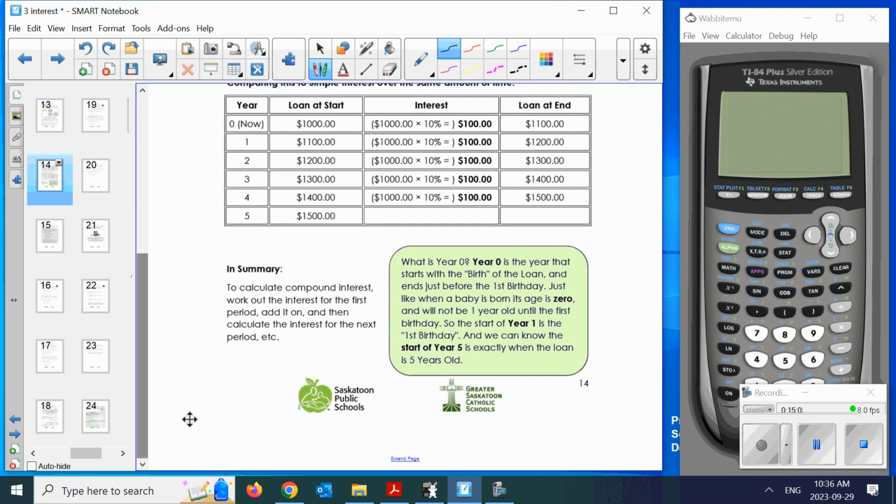Thing is, though, you really should be making payments all the time. So to do compound interest, you work out the interest for the first year, add it on, and then calculate the interest for the next year.